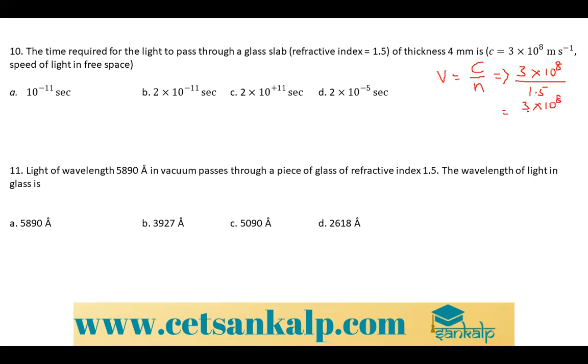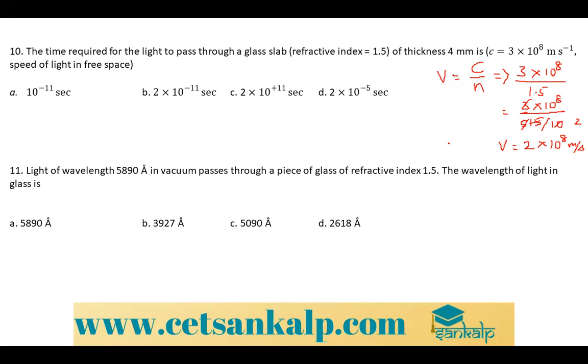I'll write it as 3 into 10 to the power 8 divided by 15 by 10. 1s are 5s are, 5 1s are 5, 5 2s are 10. So its speed is 2 into 10 to the power 8 meter per second. This is your v.